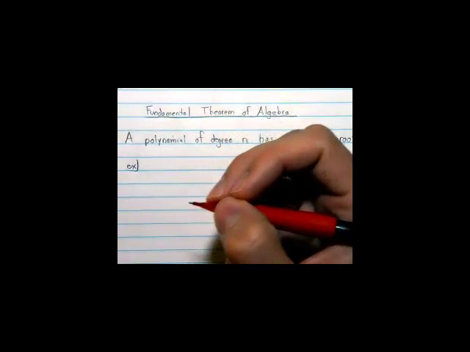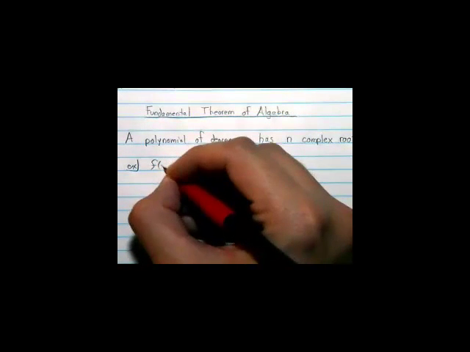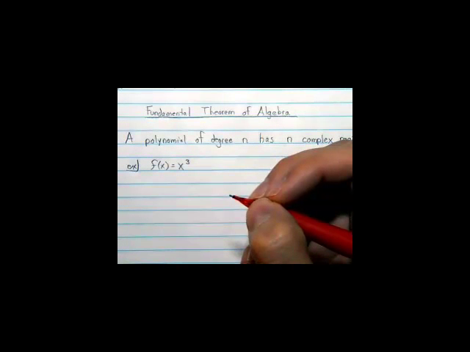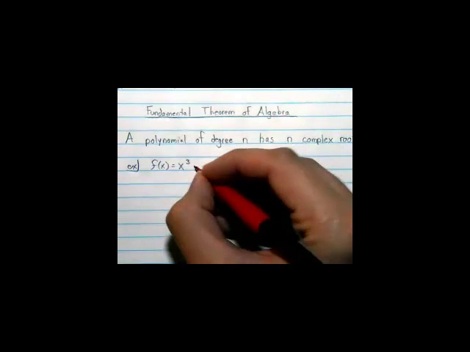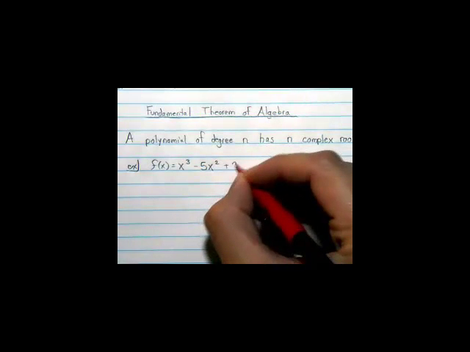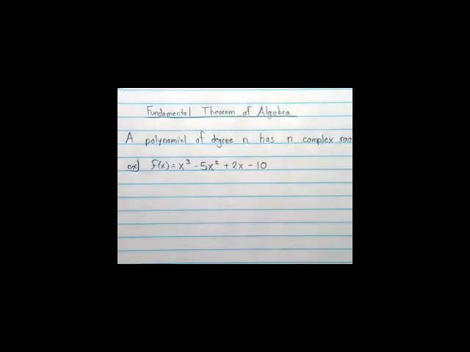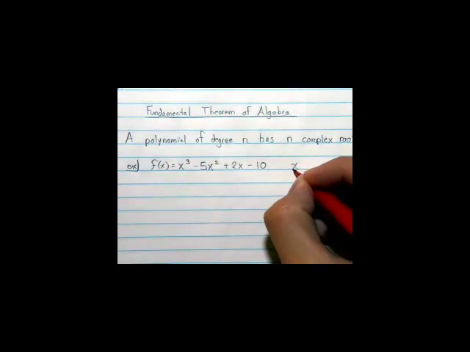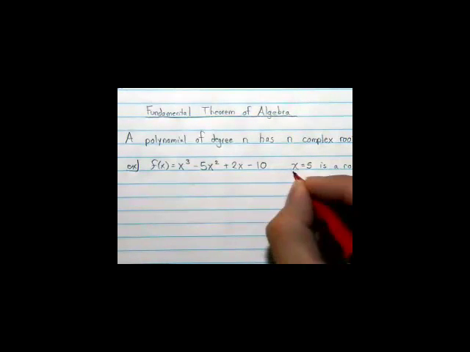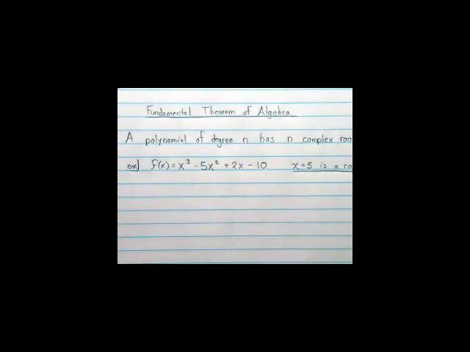Let's say we've got x to the third minus 5x squared plus 2x minus 10. All right, and so just so we can kind of get the ball rolling here, I'm going to let you know that x equals 5 is a root. Okay, so we've got one of them.